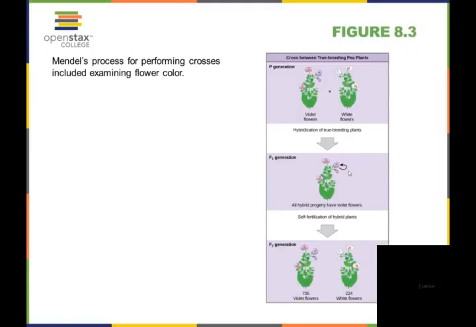Then when he did self-fertilization of this F1 generation plant, what he got was about a 3-to-1 ratio of violet flowers to white flowers. We're going to look at Punnett squares and how that happens in this unit.